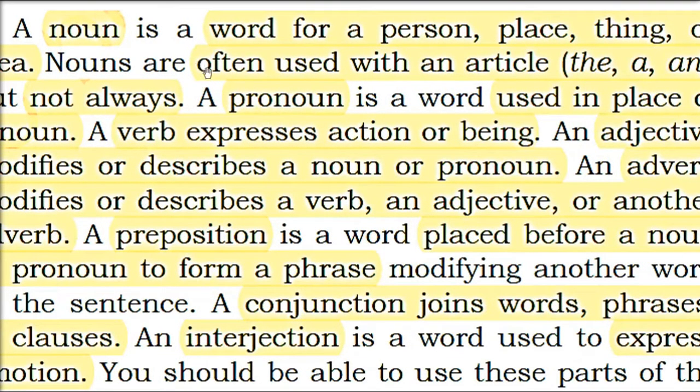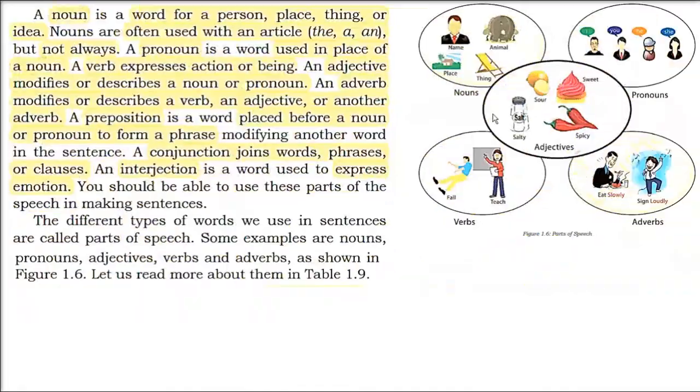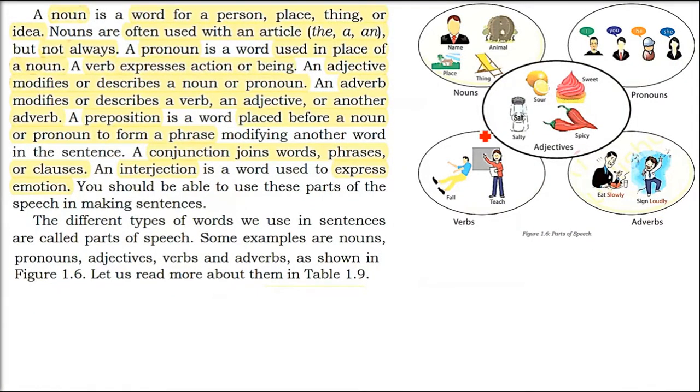So nouns are often used with certain articles, that is the, a, an, but not always. Please remember that this is not a rule. For example, an elephant, a bucket. So the, a, an are articles which are generally used with a noun, before the noun, but not always. Please remember.